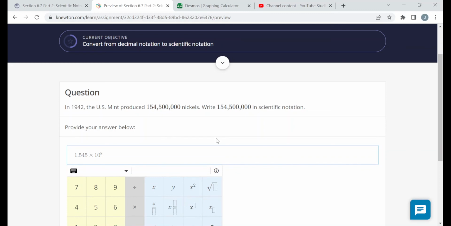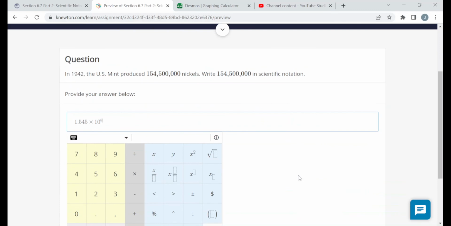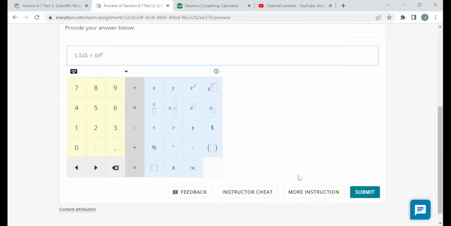And then to move it back, I'd multiply by 10 to the 8th, right? Because I moved the decimal point left 8 places to get a number from 1 to 10, and to get it back to the same number as the original, I'd have to move it right 8 places, so multiply by 10 to the positive 8. So 1.545 times 10 to the positive 8 is the same thing as 154,500,000.